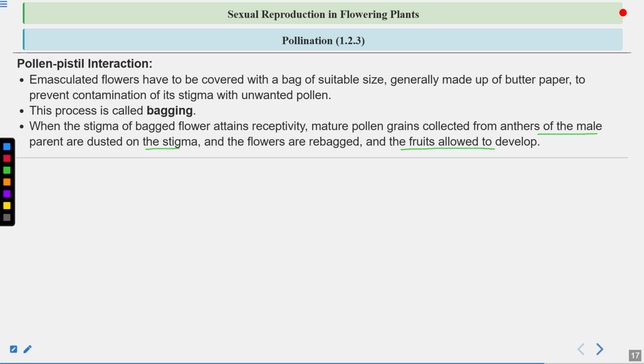Can we cover it with a plastic bag? Yes, some plastic bags are also used. It can be used. Okay. So later on, you can take the desired pollen grain, and when the stigma is mature and becomes receptive, that pollen grain could be dusted on it and it is again covered, right?